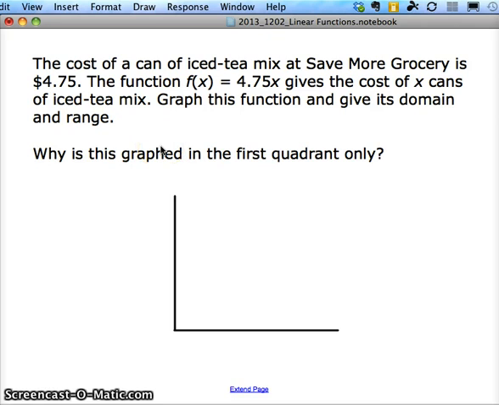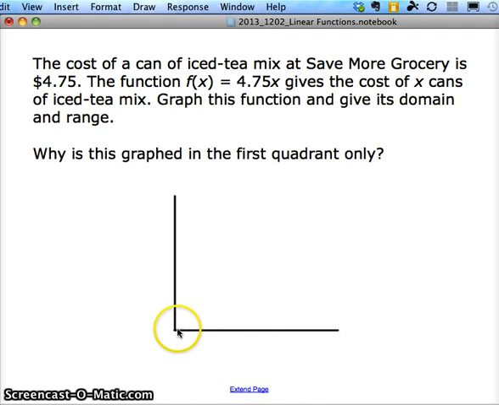Well, x has to be positive integers. You can't have any negative integers, which is why it's graphed in the first quadrant. I could have 0 cans. Could I have 1.5 cans? No. So can you tell me if this graph is going to be discrete or continuous? Right, this is a discrete graph.